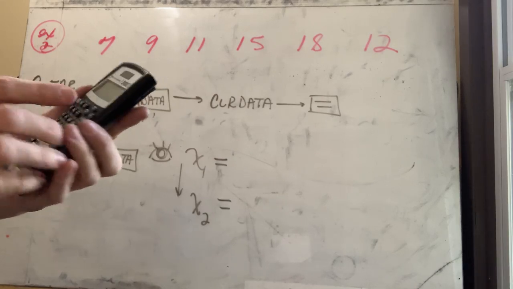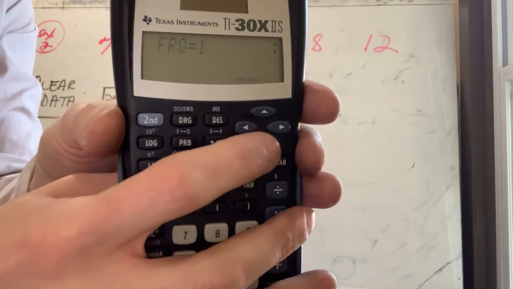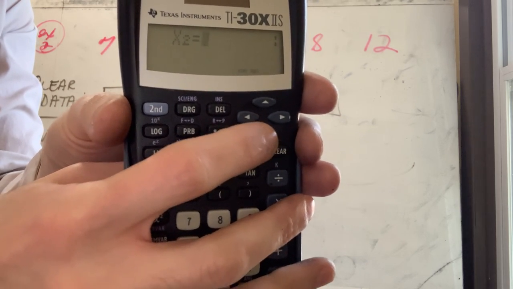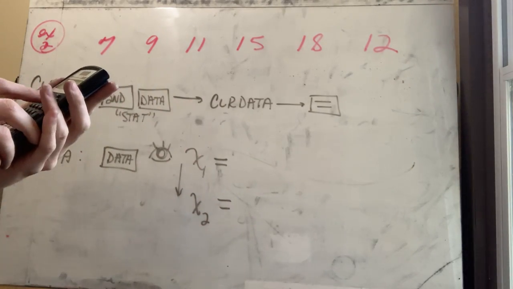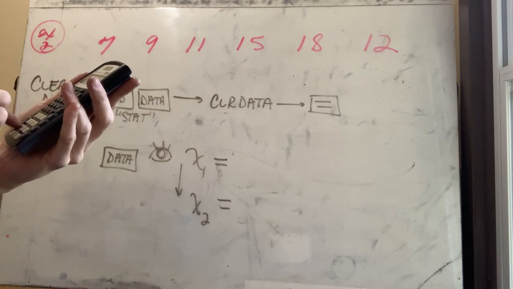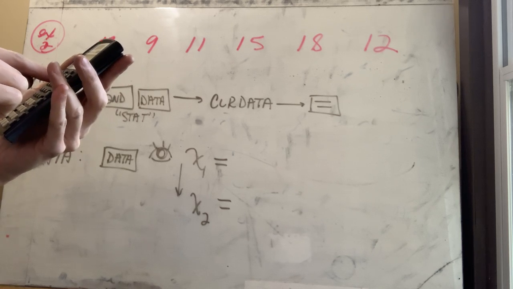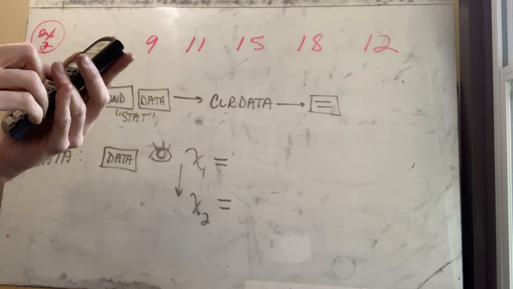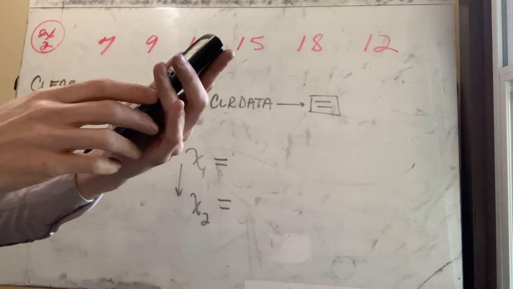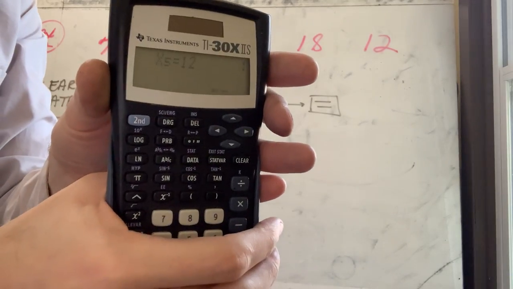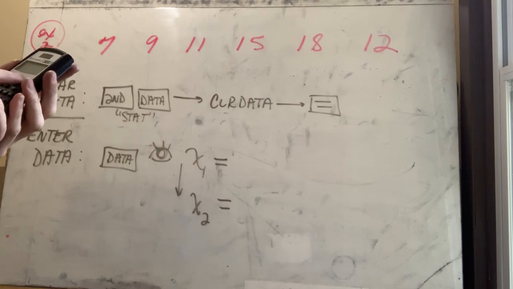So here's 7. And then it only occurs once, so I'm going to skip frequency and then enter 9 here. Skip the frequency, enter 11, enter 15. Eighteen, and then 12. I must have typed something wrong because I skipped a value here. 7, 9, 11, 15, 18.